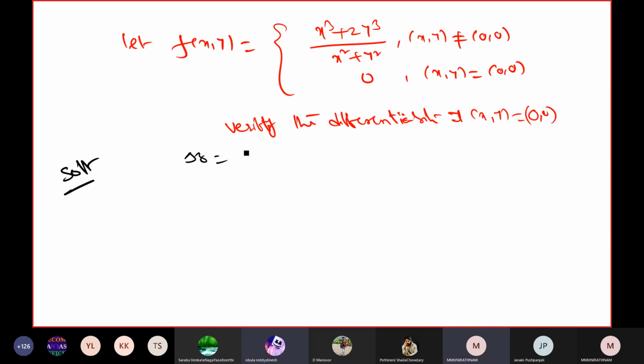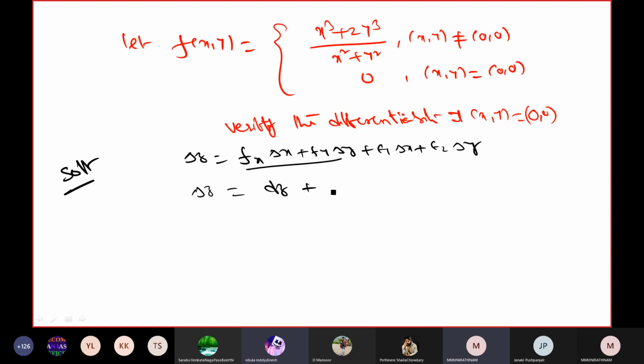Delta z is fx delta x plus fy delta y plus epsilon 1 delta x plus epsilon 2 delta y. I call the first part dz, so delta z equals dz plus epsilon 1 delta x plus epsilon 2 delta y. So I need dz. Dz means that I need fx and fy.